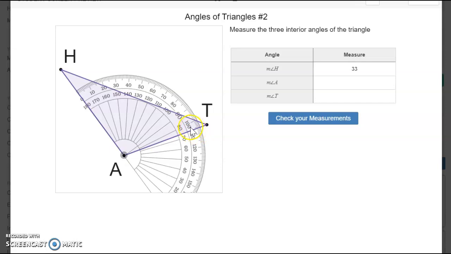And I count between 100 and 110. And I think about 106. 106. Okay, then lastly, we have to measure angle T.